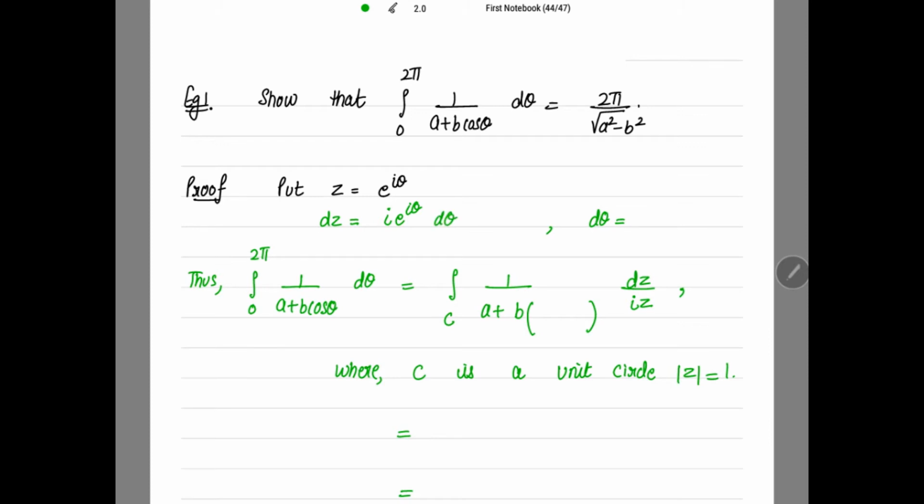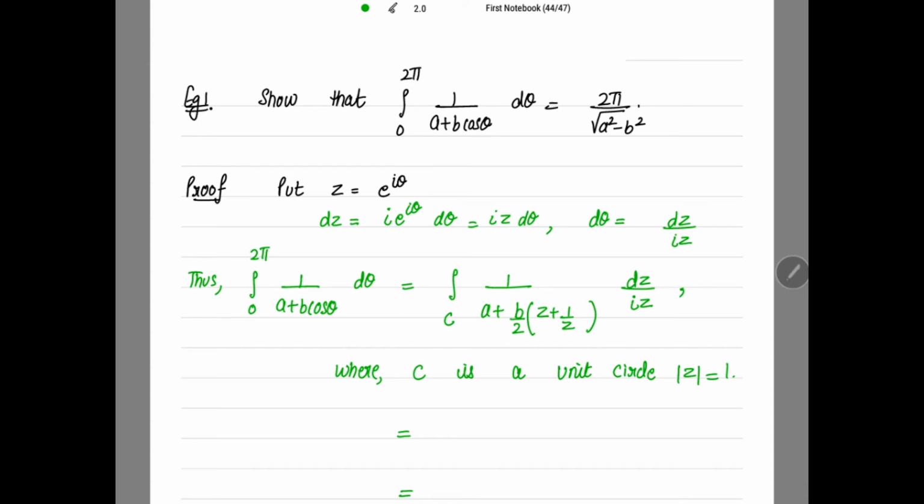And furthermore, can I write it as iota times e to the power iota theta, which is z, d theta. Fine. And then this d theta is dz over, taking this iota z to the denominator, iota z. Okay. Thus, this integration will become 1 over a plus b cos theta. Instead of cos theta, I am using the formula which I told you to keep in mind. The formula for cos theta, that is z plus 1 over z, divided by 2.